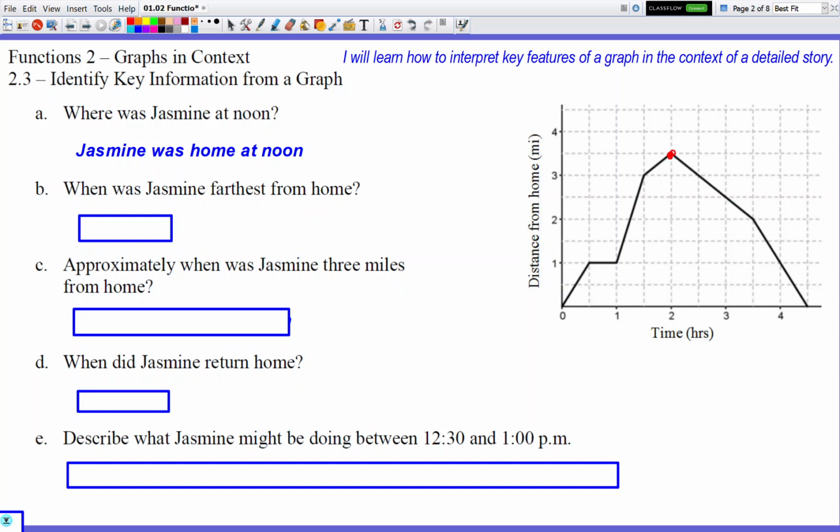And what time does that correspond to? If 0 is noon, we can assume 1 is 1 o'clock and 2 is 2 o'clock. So we're going to guess 2 p.m. Let's see, is that correct? 2 p.m.? Sure is.